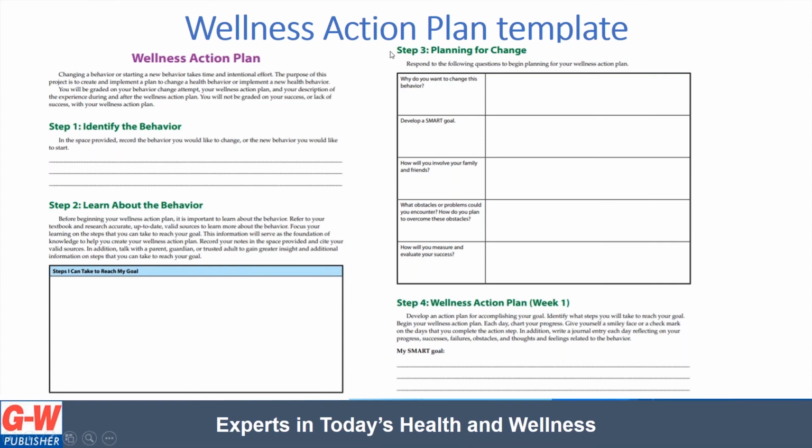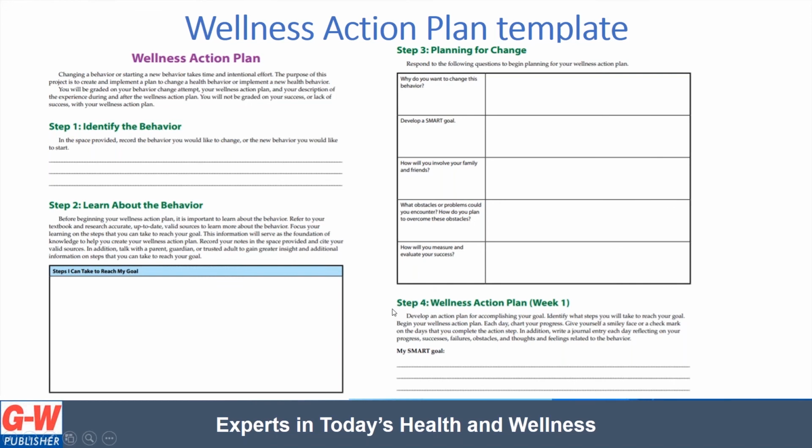Now students are going to plan for change in step 3. Why do you want to change this behavior? Develop a SMART goal. How will I involve my family and friends? What obstacles or problems could I encounter? And how do I plan to overcome them? And how will I measure and evaluate success?